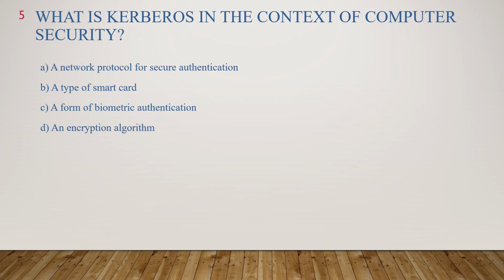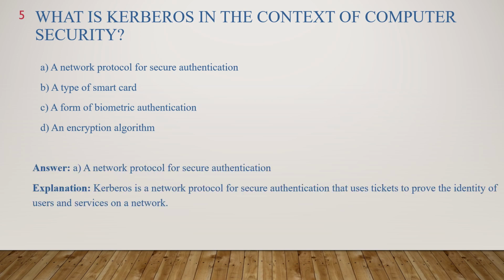Question number 5. What is Kerberos in the context of computer security? A. A network protocol for secure authentication. B. A type of smart card. C. A form of biometric authentication. D. An encryption algorithm. The correct answer is A. A network protocol for secure authentication.